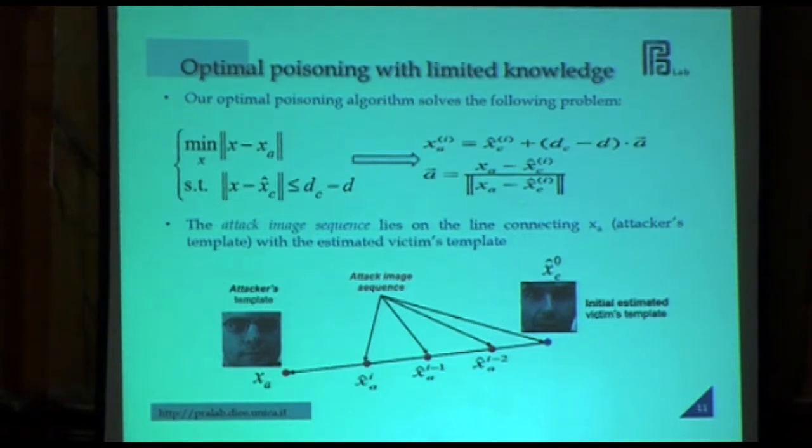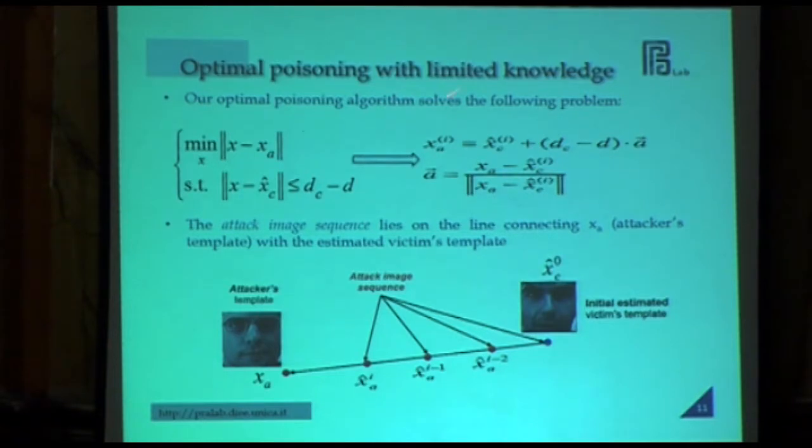And from the geometrical viewpoint, if you see these attack images as samples in a feature vector space, they lie on the straight line connecting the initial estimated victim template, I mean the initial image that the attacker is using as an approximation of your template image, and the attacker template. The goal of the attacker is to substitute your template with his template.